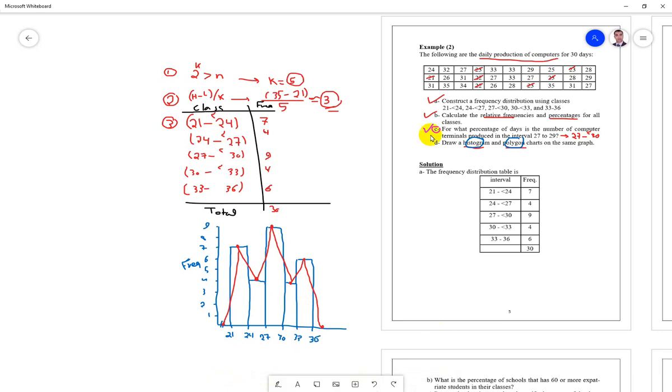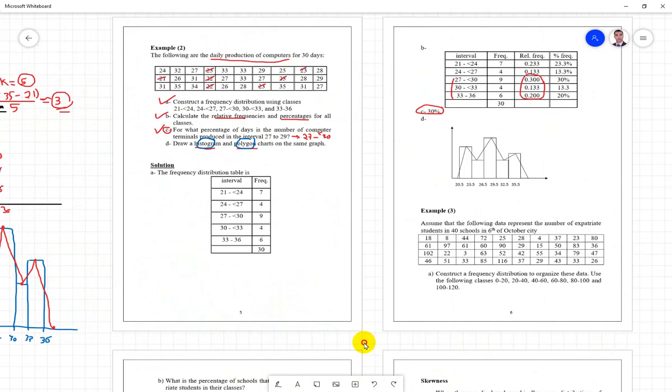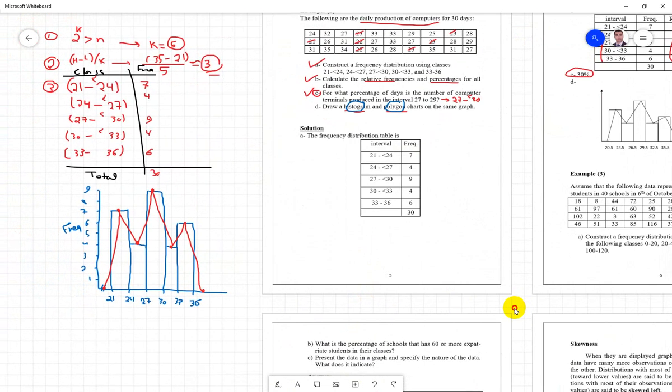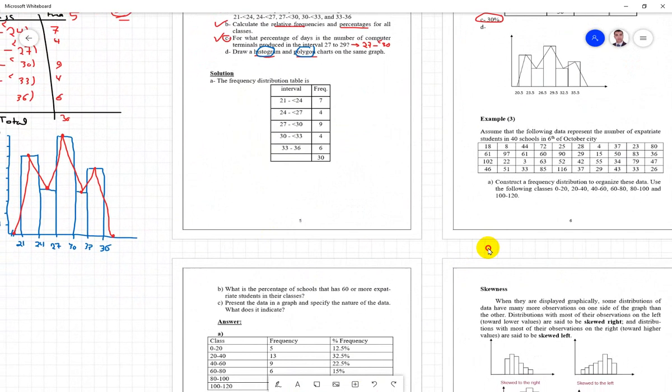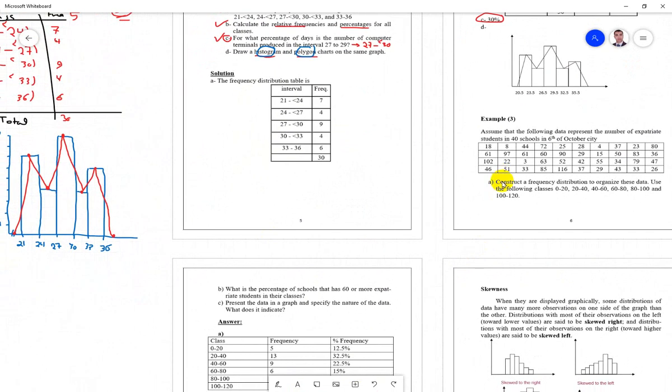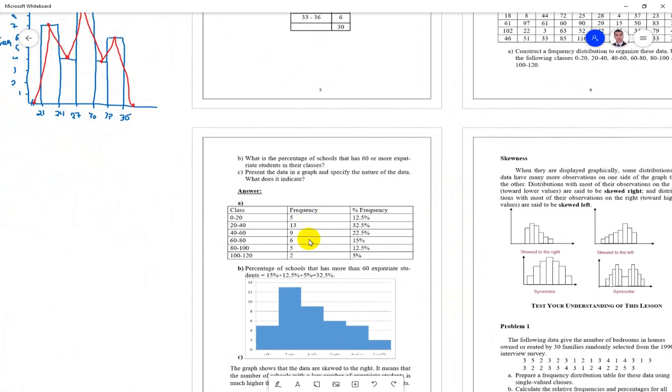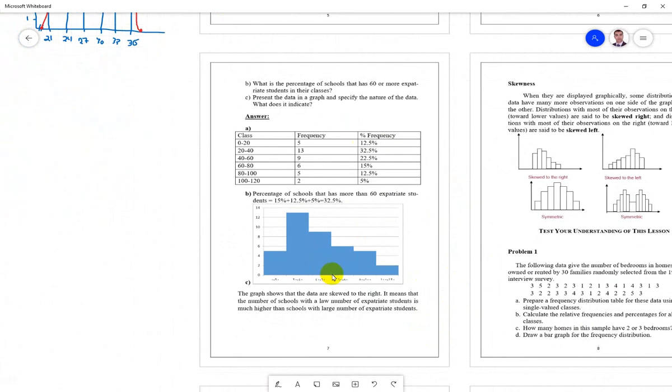There is another example, example 2, and in example 3 you have an answer. I will leave it for you actually. So now we can look at the same graph that we have, the same histogram and the same polygon. Example 3, I have the answer for that, but I will leave it for you. Assuming the number of students in 40 schools, now we have the values. I will leave that for you, but you will find the answer. You have the frequency table, percent of frequency, a histogram, and all the answers that you need, given for you.